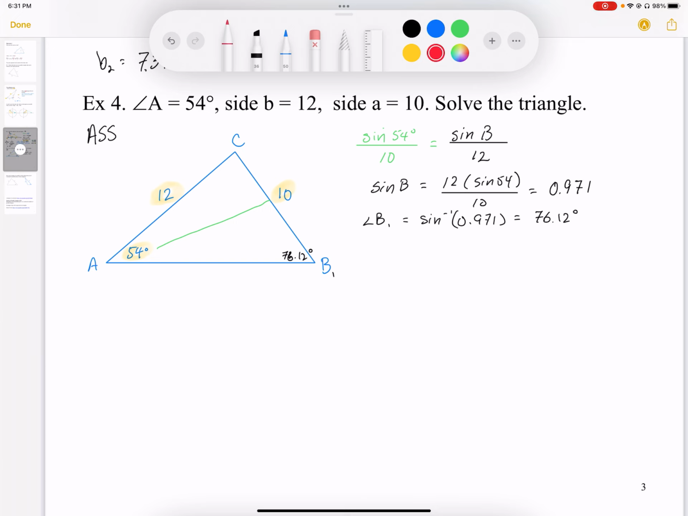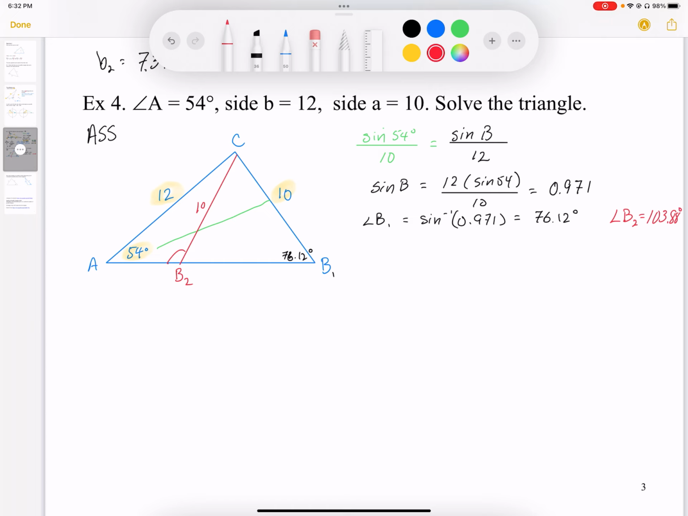Now there is an alternate situation here where this side length of 10 could have gone in this direction. And then this represents another angle B, which I'm going to call B2. So then angle B2 is supplementary to that angle. So that works out to be, when I subtract from 180 degrees, 103.88 degrees. Okay, so that would be the angle that would be made in that orientation.